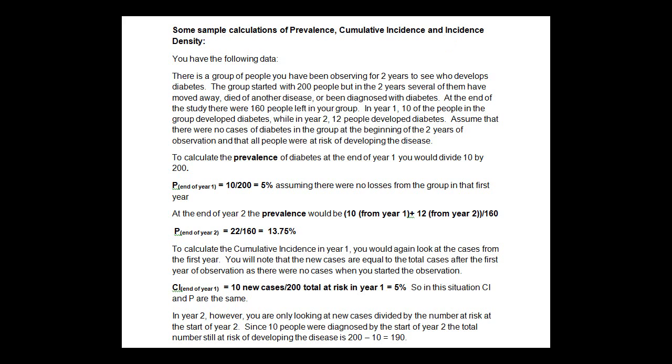So first, to calculate the prevalence. At the end of year 1, we had 10 people out of 200, so that gives us a prevalence rate of 5%. At the end of year 2, we had the 10 people from year 1 plus the 12 people from year 2, and we only had 160 left at the end of the study. So the prevalence rate at the end of year 2 is 13.75%.